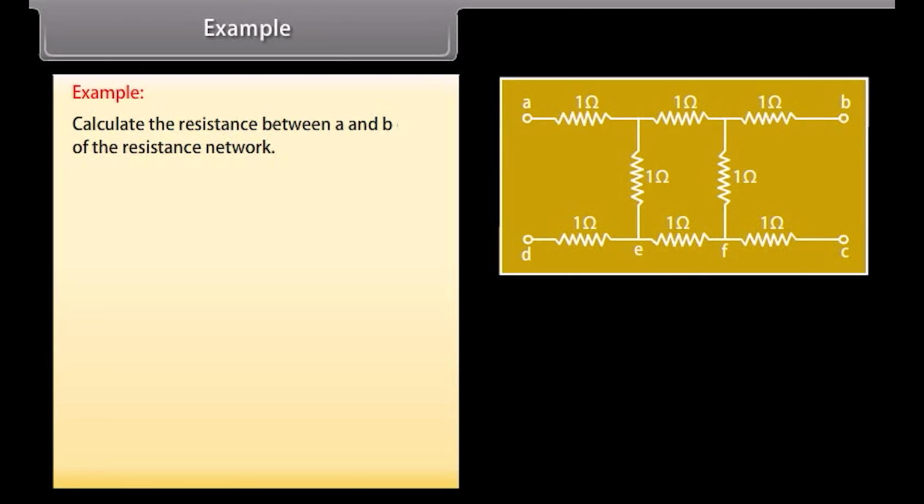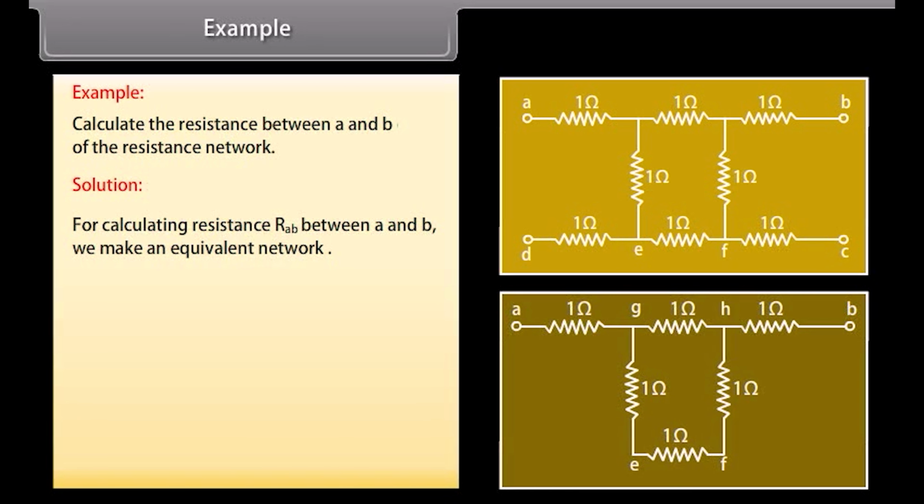Example. Let's take an example on combination of resistors. Calculate the resistance between A and B of the resistance network shown in the given figure. Let's see the solution. For calculating resistance RAB between A and B, we make an equivalent network shown in figure. Now we calculate resistance of arm GEFH, which is equal to 1 plus 1 plus 1 within parentheses, which is equal to 3 ohm.